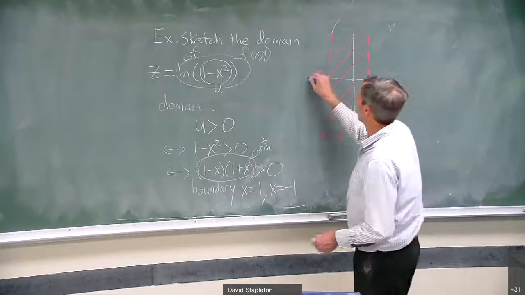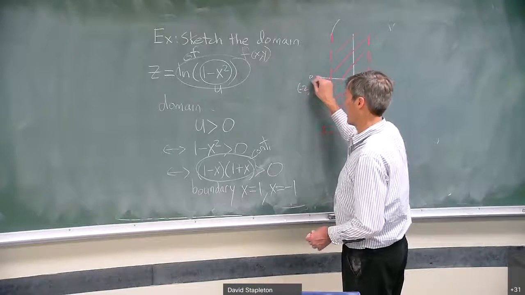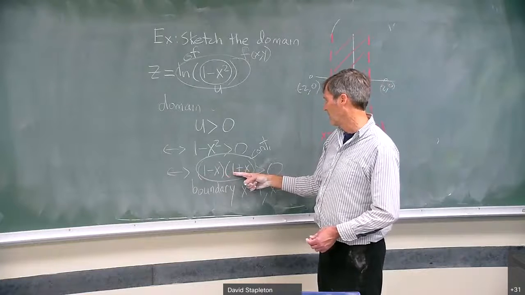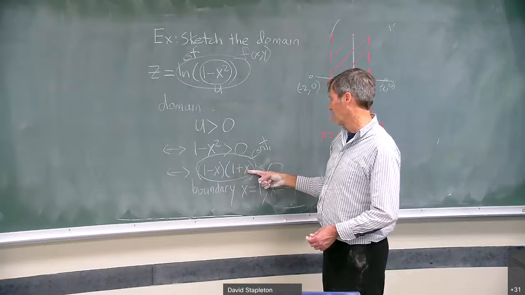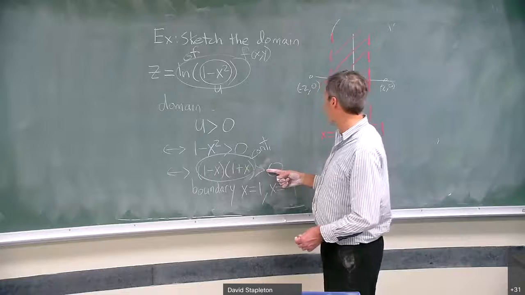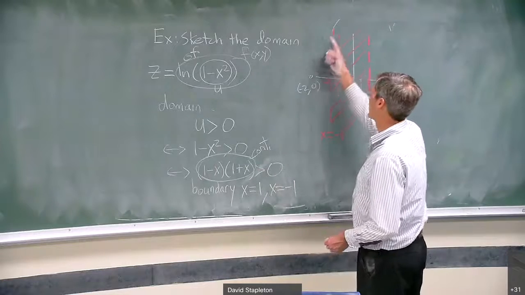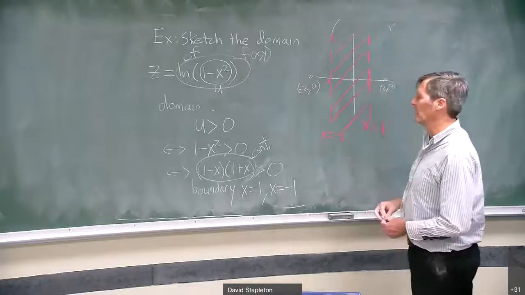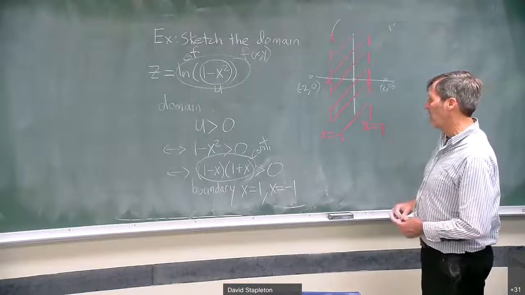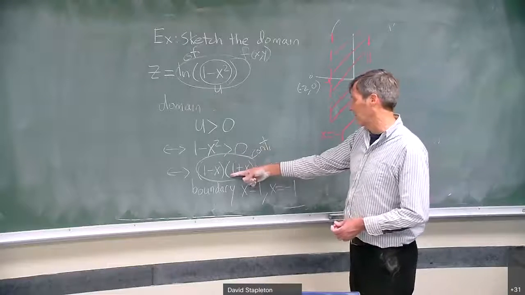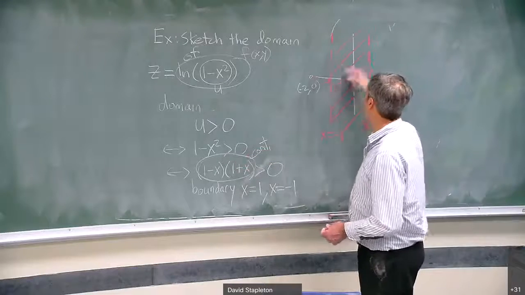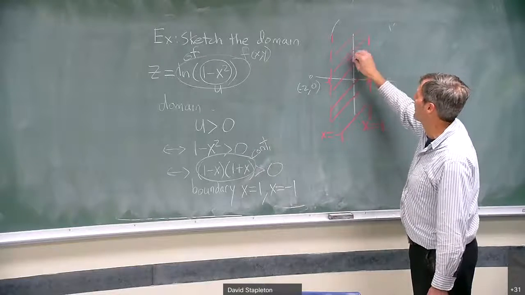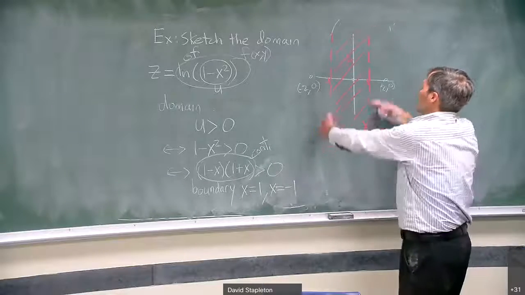Now I'll try this point over here, (-2, 0). 1 minus minus 2 is 3, times 1 plus minus 2 is minus 1. Again, I get minus 3. That's not greater than 0. So this point is not in the domain. Neither are any of these. This is the domain right here. And what I've done is I've properly sketched it because I don't want to include equals 0 in here, so I make the boundary dotted. So here's the sketch for this one. This is the domain here, if you want to call it A or something, between these two vertical lines.